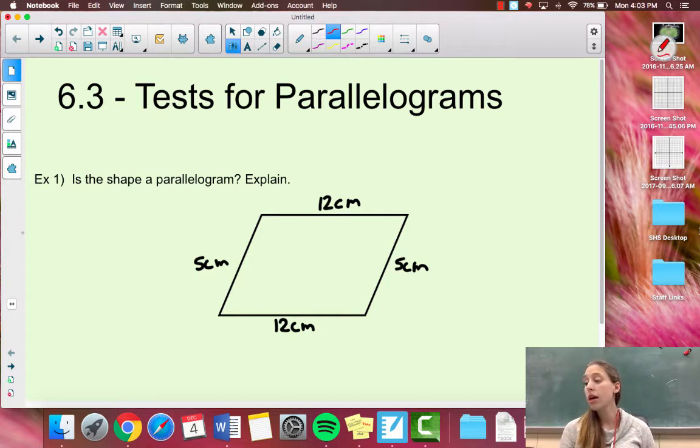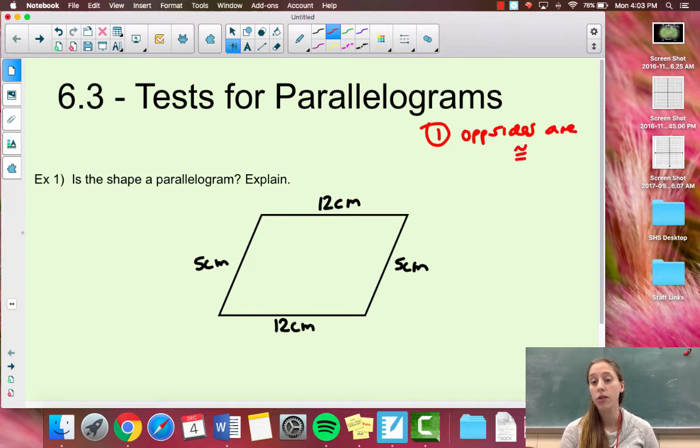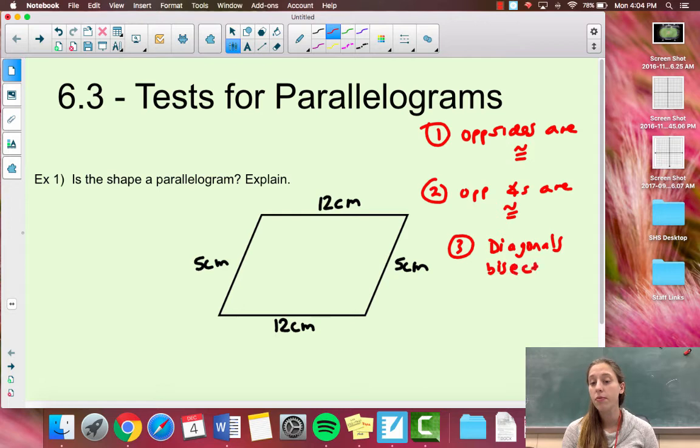There are going to be a couple different tests that we could use to determine if it is or isn't. The first one is that we know that opposite sides of a parallelogram are congruent. So there's a first test. We also know that the opposite angles are congruent. So there's a second test we could use. The third test could be that the diagonals bisect each other. If we see something where the diagonals bisect each other, we know it's a parallelogram.